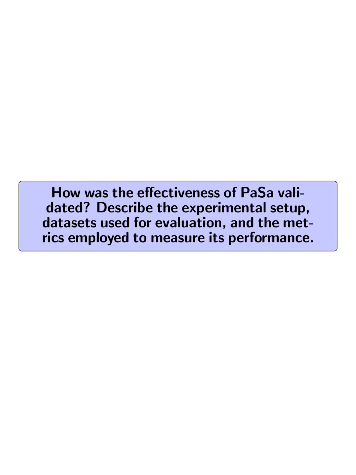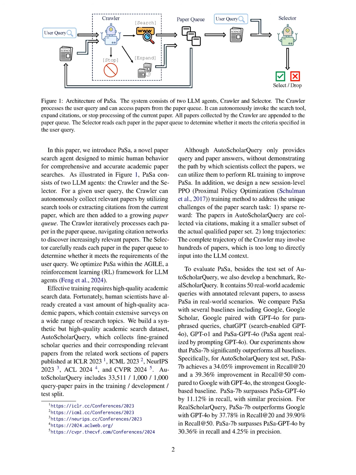How was the effectiveness of PaSa validated? Describe the experimental setup, datasets used for evaluation, and the metrics employed to measure its performance. The effectiveness of PaSa was validated through experiments using two primary datasets, Autoscholar Query and Real Scholar Query. Autoscholar Query consists of 33,511 query paper pairs, while Real Scholar Query includes 50 real-world academic queries with manually annotated relevant papers.